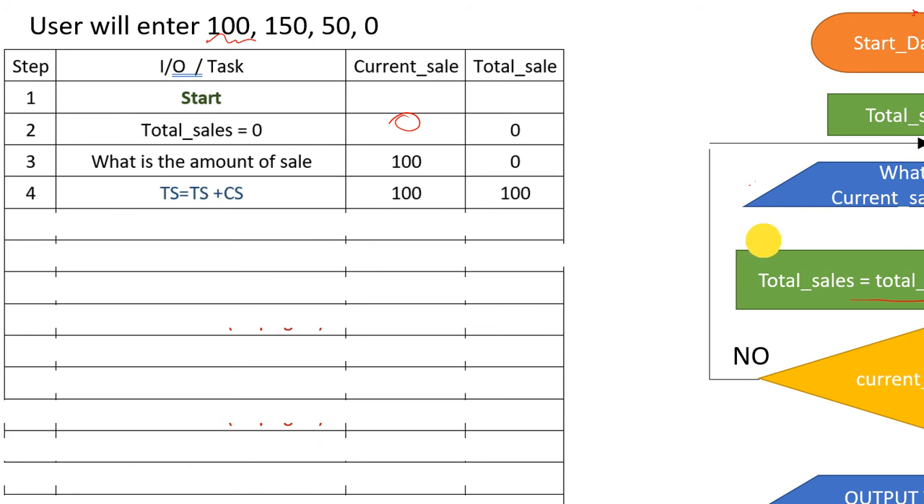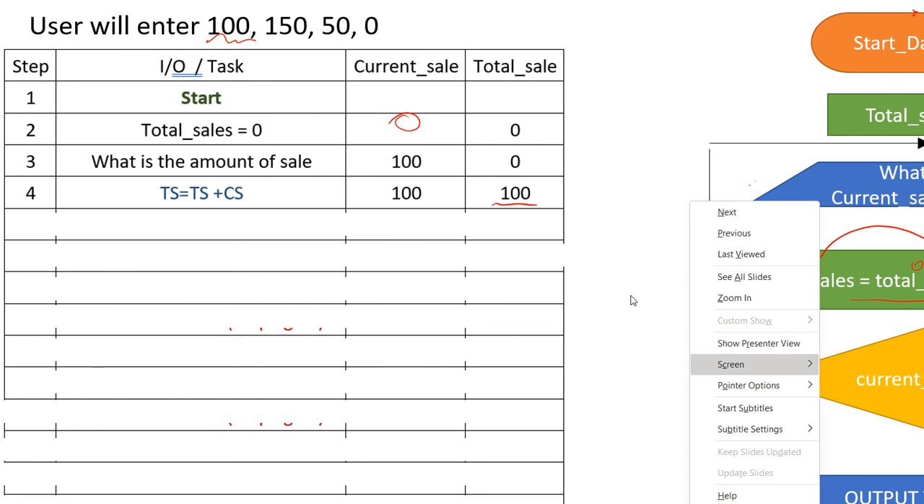Next step, I'm in the green box. The green box is adding: total sale equals total sale plus current sale. The current sale is 100. The total sale is 0. So 100 plus 0 equals 100, and it saves the result in the total sale. That's why my total sale becomes 100 now.